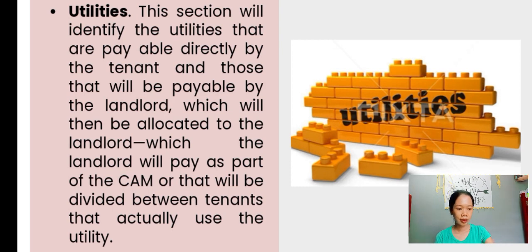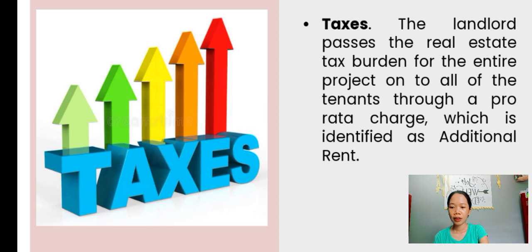Next is taxes. The landlord passes the real estate tax burden for the entire project to all the tenants through a pro rata charge, which is identified as additional rent. So this is usual. In this case, the landlord passes the real estate burden to the tenants, and the lessees will pay a higher rent because part of it will go to the down payment to the property.